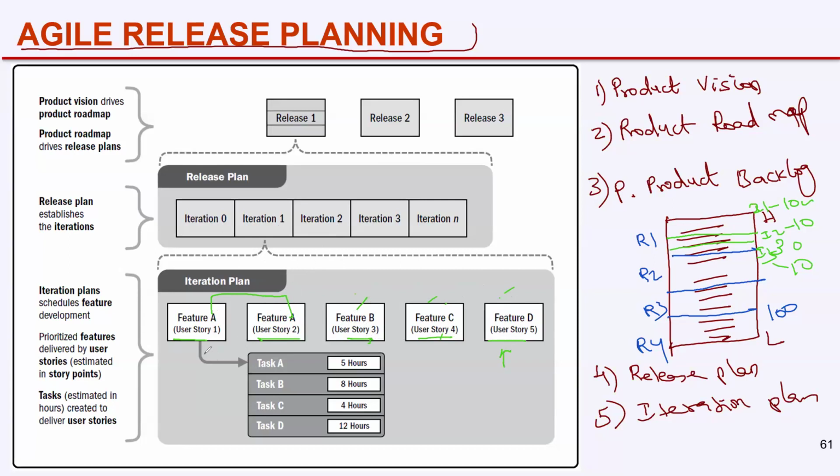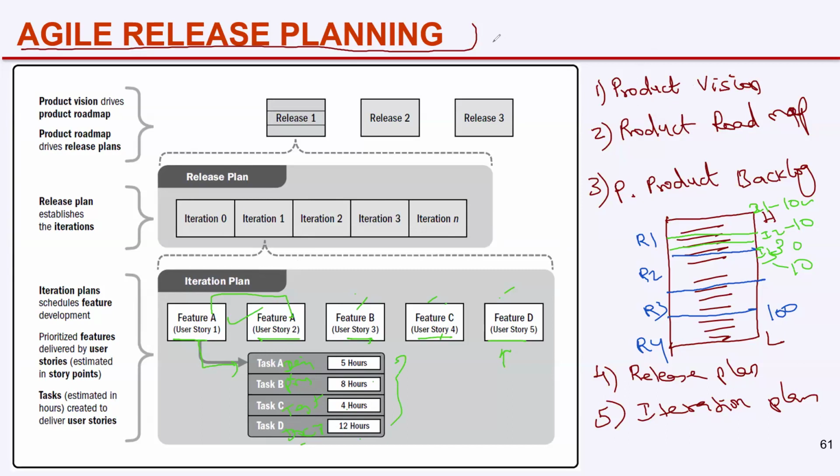Then for each feature, we will do the planning. Task A is, for example, design. Task B is program. Task C is test. Task 4 is document, etc. Then we will look at the effort: designing will take 5 hours, programming 8 hours, testing 4 hours, documenting 12 hours, etc. That is a detailed plan. We are going to follow this plan, do the work, and complete the feature. I'll quickly repeat, this is important. We will learn more about that in the Scrum methodology.